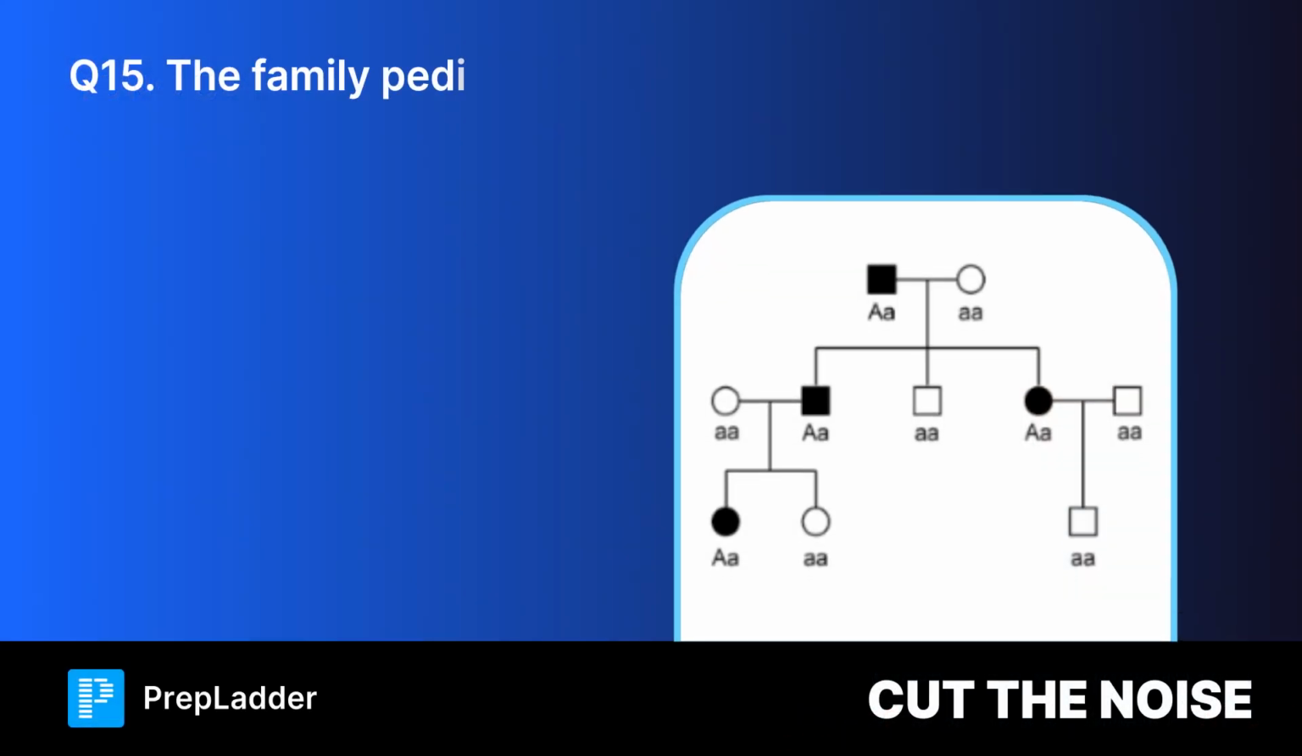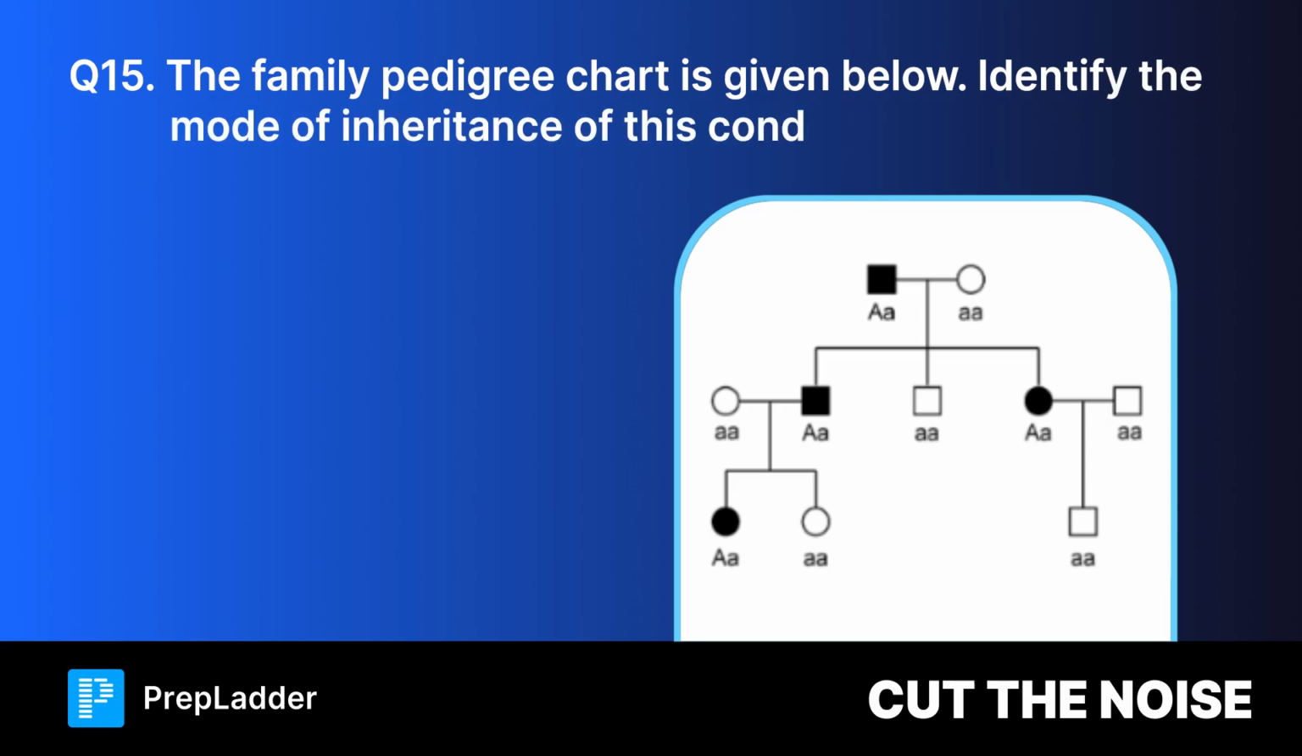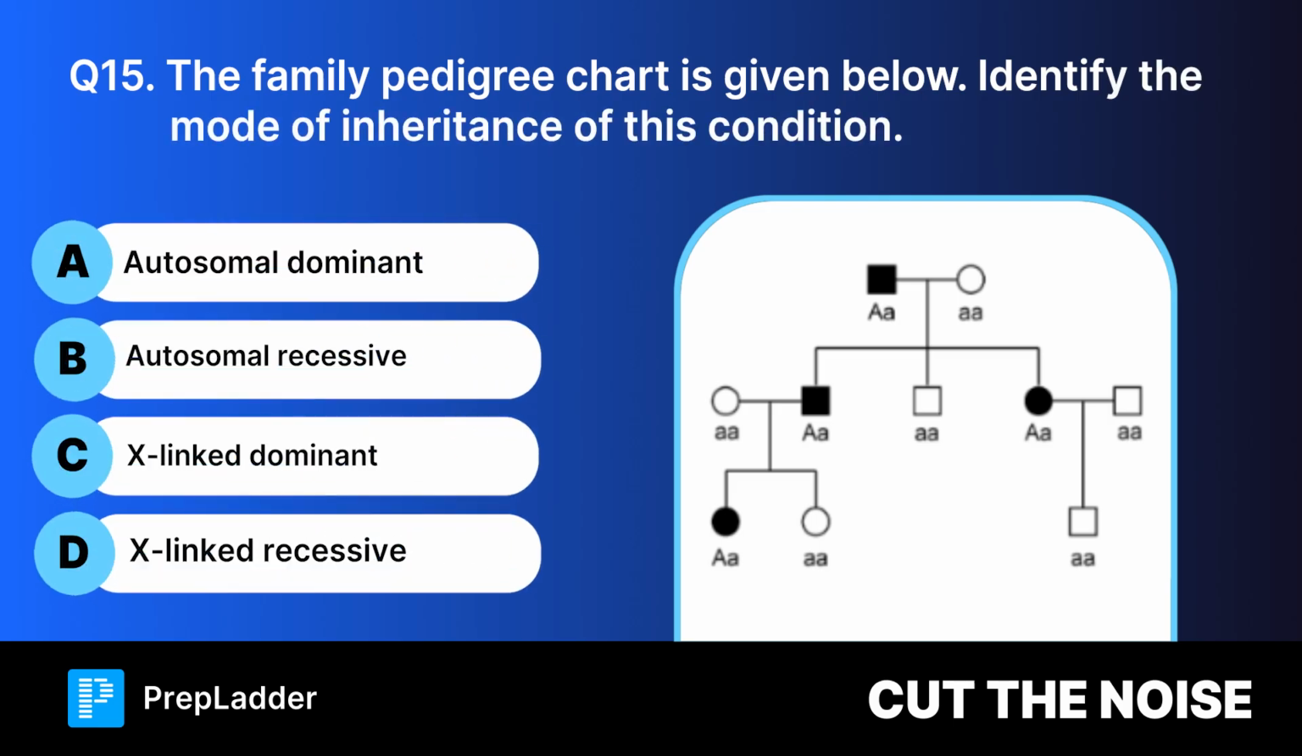Question number 15. The family pedigree chart is given below. Identify the mode of inheritance of this condition. Your options are... and the correct answer is autosomal dominant.